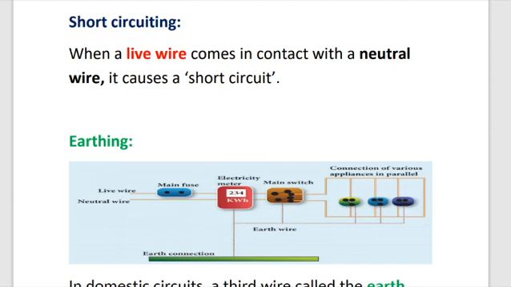So this results in heating of wires to such an extent that a fire may be caused in the buildings or appliances. So when the total resistance value decreases, what about the current value? The current value is increased. So when a large current passes through the wires, it heats up, then it causes fires. Then the next one, earthing.